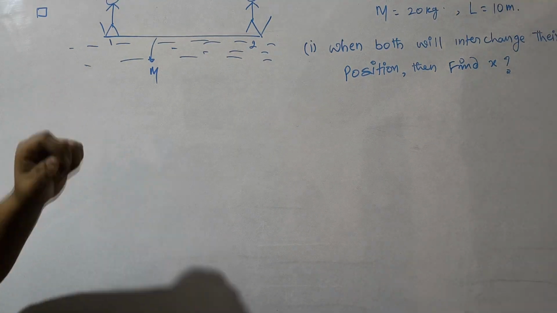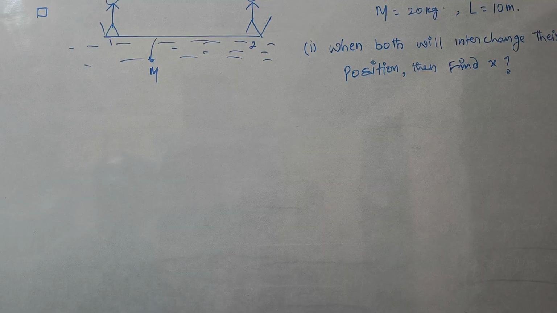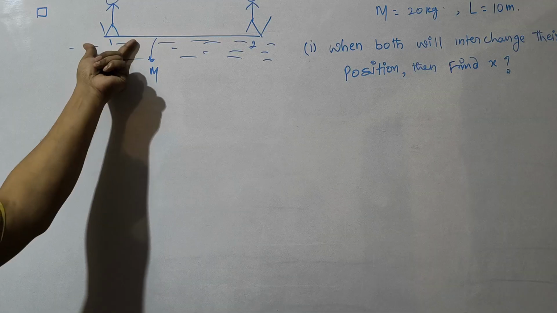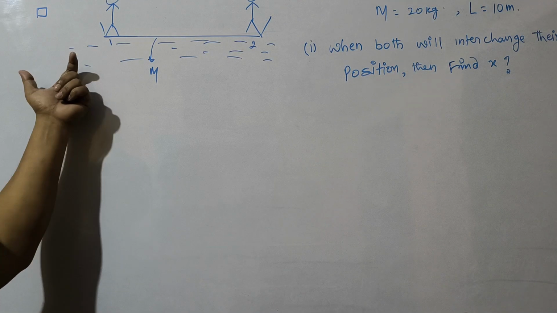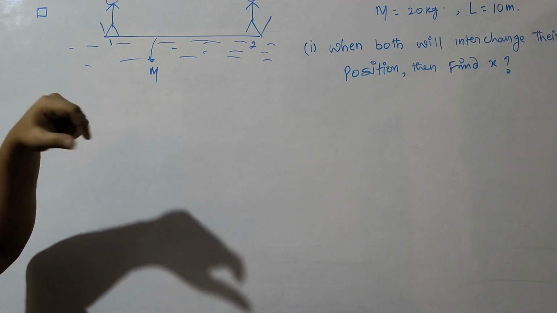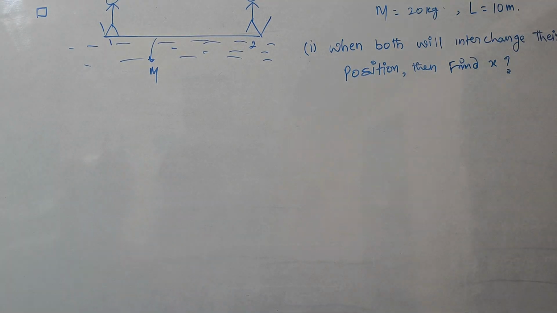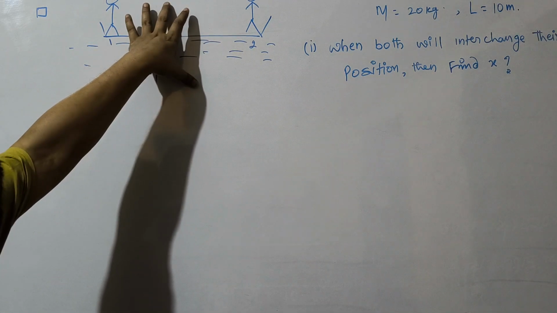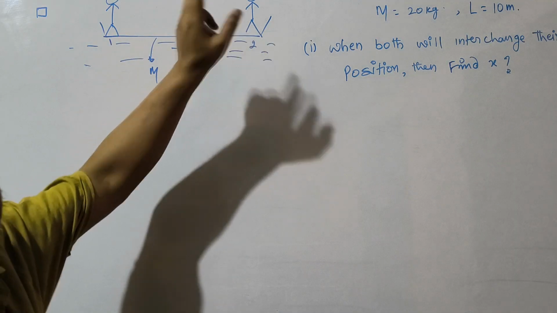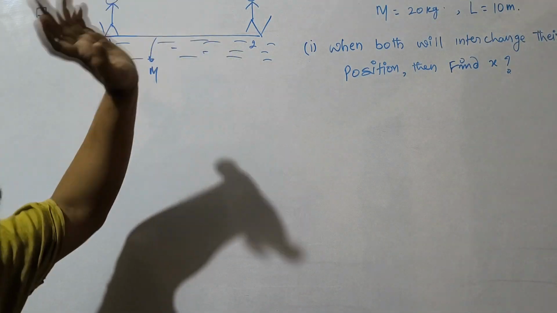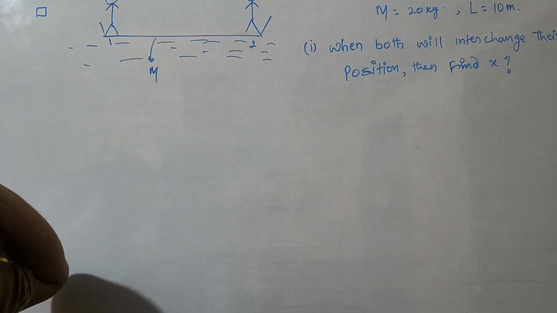So what will happen if they interchange their position? I am assuming that this boat will shift in the backward direction. If the value comes out negative, then our assumption will change. First of all, this is a system of the boat plus M1 and M2, man 1 and man 2. There is a system of the boat plus these two men.